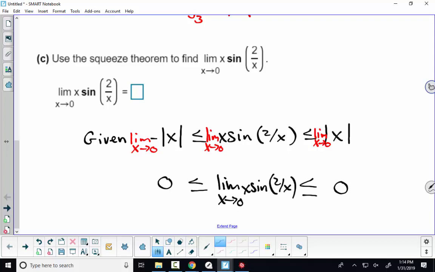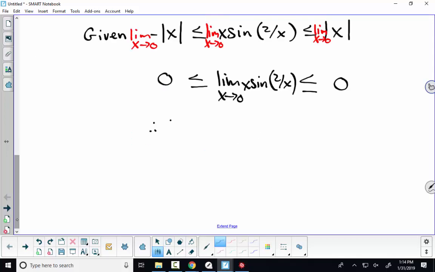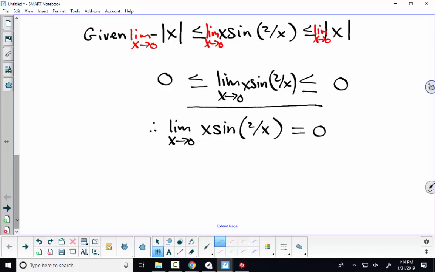Whatever this is, it's larger than or equal to 0, and it's also less than or equal to 0, so it has to be 0. Therefore, that limit is 0. If both sides were 2, the limit would be 2. That's like saying I have a number that's smaller than or equal to 2, but it's also larger than or equal to 2. It has to be 2.